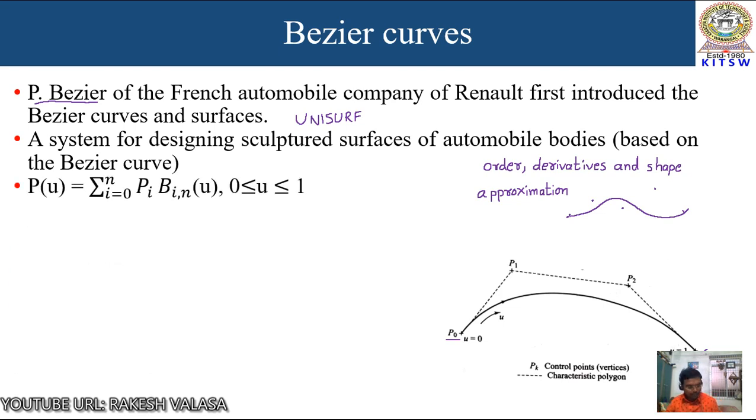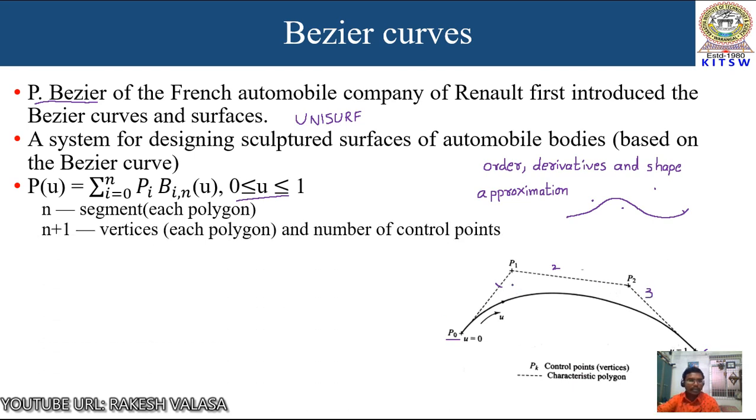Mathematically, for n plus 1 control points, the Bezier curve is defined by the following polynomial equation, that is P of u equal to summation i equal to 0 to n Pi Bi,n of u. The limits are 0 less than or equal to u less than or equal to 1. Here n is the segments, that means each polygon. You can see here in the figure, this is one segment, this second, two, this is three. The given figure has three segments, and n plus 1 control points, that means P0, P1, P2, P3, so four control points. The u lies in between 0 and 1.